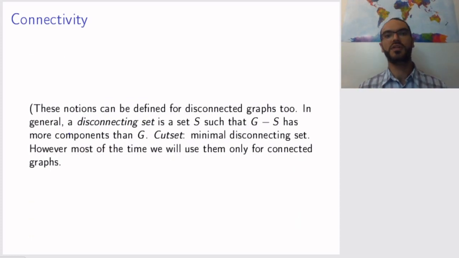So these notions are most useful when you talk about connected graphs, but they can also be useful when you talk about disconnected graphs. So basically, a disconnecting set is a set that if you remove those edges, you'll get a graph with more connected components than you started with. And a minimal disconnecting set is called a cut set. So you can define these for disconnected graphs, but most of the time when we will deal with these terms, we will be talking about graphs that were connected from the start, and by removing these edges, they become disconnected.